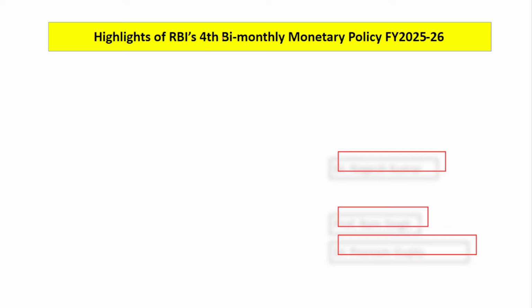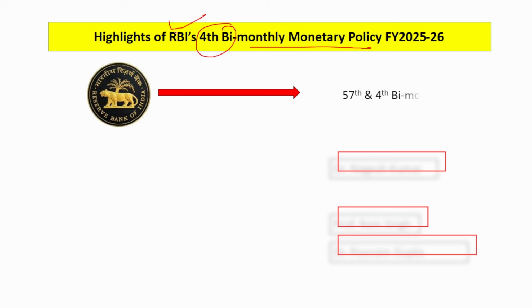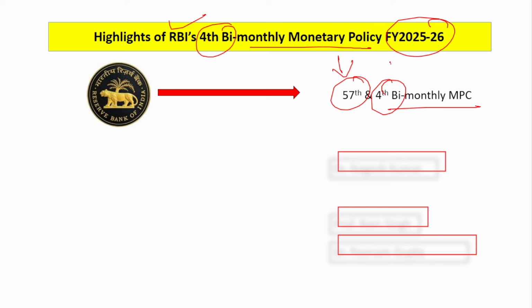The first news is about the 4th bi-monthly policy meeting that was conducted by the Reserve Bank of India. The Reserve Bank of India recently conducted the 57th bi-monthly monetary policy meeting, which is the 4th bi-monthly policy meeting of this financial year. Overall, if you see, it is the 57th. For this financial year, if you see, it is the 4th.